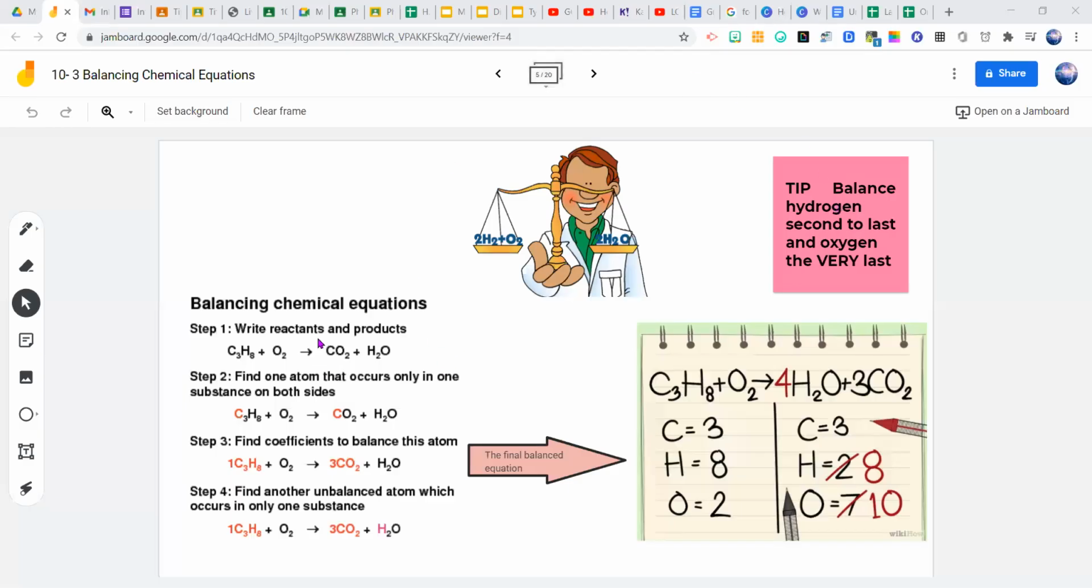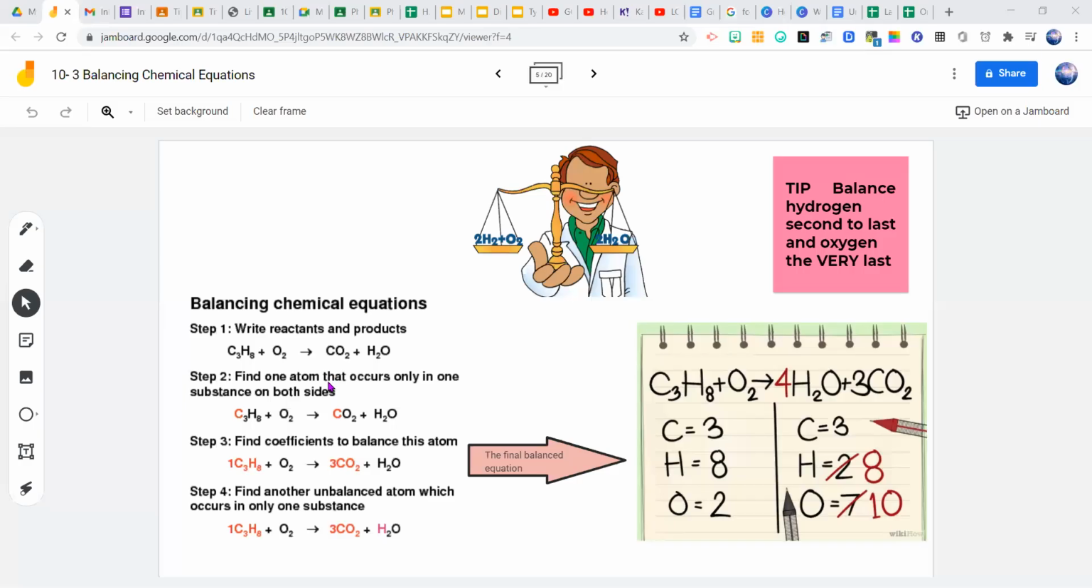One, if you're given the worded equation or you're given the scenario where they tell you what is reacting, you're going to write down the reactants and the products in the form of a chemical equation, meaning that you use your chemical symbols, right? Your reactants are separated by a plus sign, and then your products are after the arrow. So there are two sides of the equation, reactant side and your product side.